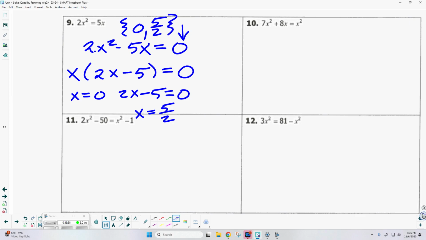So for tomorrow, only less than 30 seconds, you should be able to do this. Take care of number 10. We'll start there tomorrow. We'll go ahead and wrap this up.